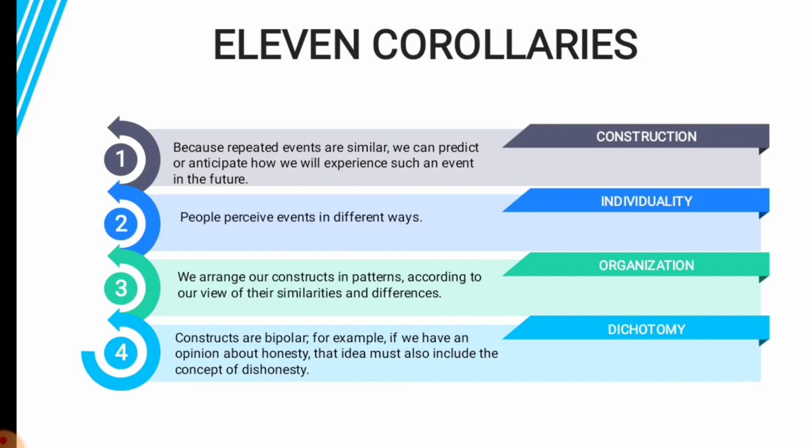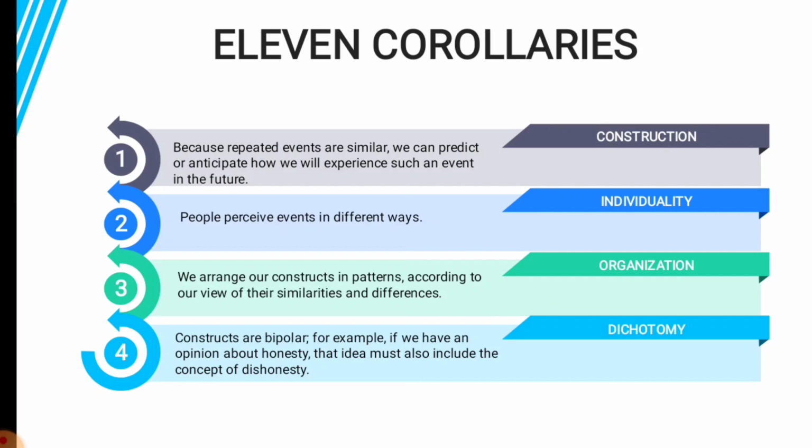Number 3 is organization corollary. All right. So in this corollary, we arrange our constructs in patterns according to our view of their similarities and differences. So again, relationships among the constructs is important here. Alright, we view the similarities and the differences.